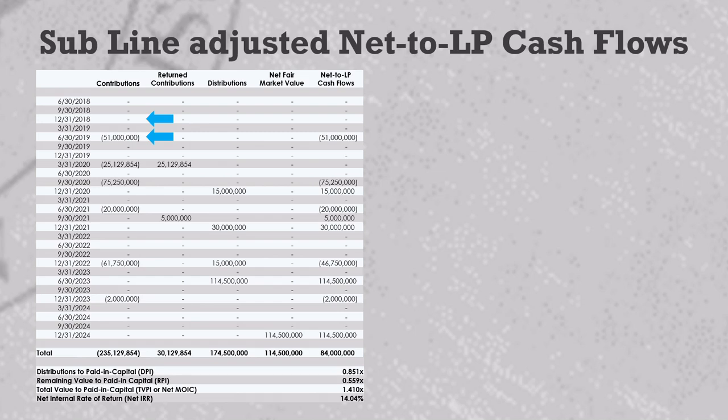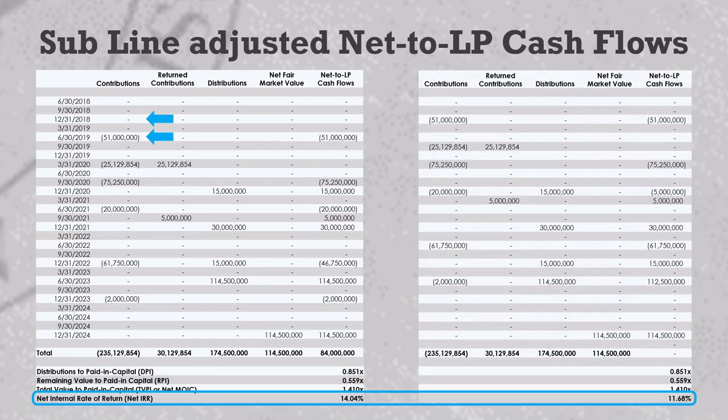One way to spot check or sanity check our expectations is to ask, what if we just moved all the contribution dates up 6 months earlier, but kept the distribution and fair market value dates the same? This wouldn't change any of our multiples, but it would reduce the net IRR to 11.7%, and that's kind of a limit for us. We shouldn't expect our subline adjustments to have much more of an impact than that.